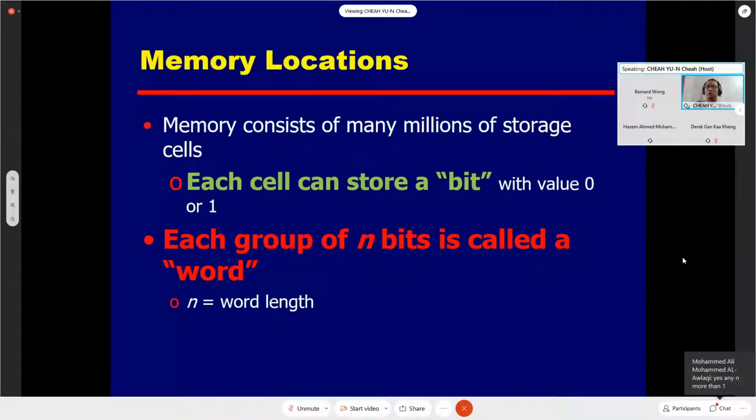And don't confuse this with words in languages, English words or Chinese words or Arabic words, which contain more than one character. That is again a totally different thing. Don't confuse yourself. This is a memory word. A memory word contains a few bits. Stop there.